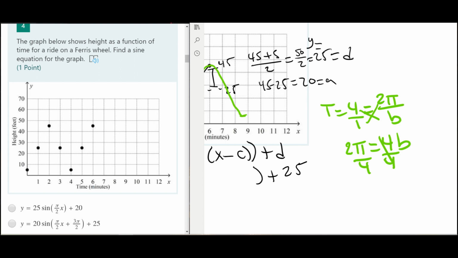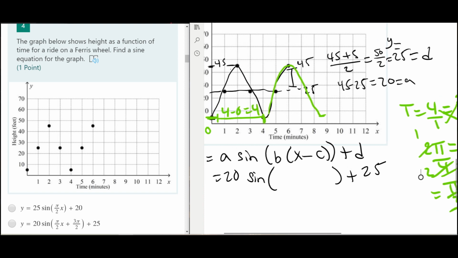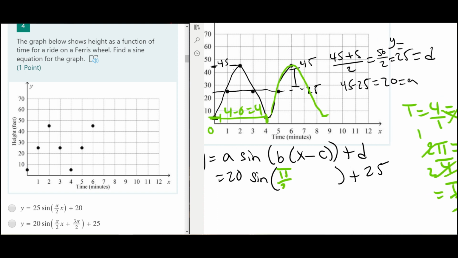Now 2 over 4 is just a half, right? That's 1 half. So that's going to be 1/2 pi, or pi over 2. So pi over 2 is b. So now we know b. b is pi over 2. We don't have to find x because x is just a variable.